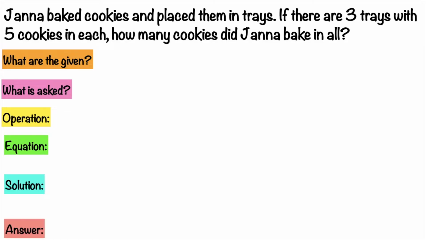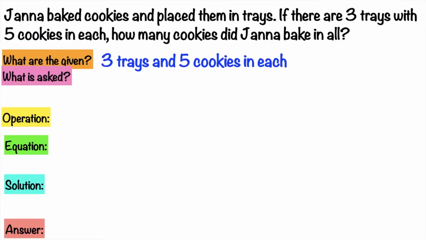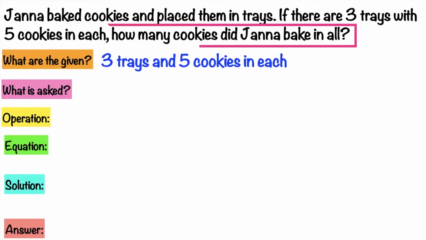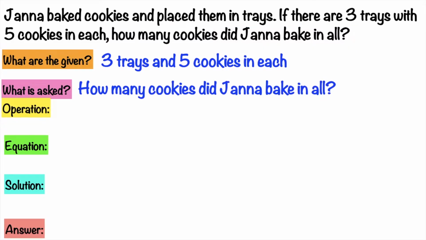So let's start at what are the given. That's correct. We have 3 trays and 5 cookies in each. Next, what is asked in the problem? Very good. How many cookies did Jana bake in all? How about the operation? What operation are we going to use here? Fantastic! It's multiplication. How about the equation?